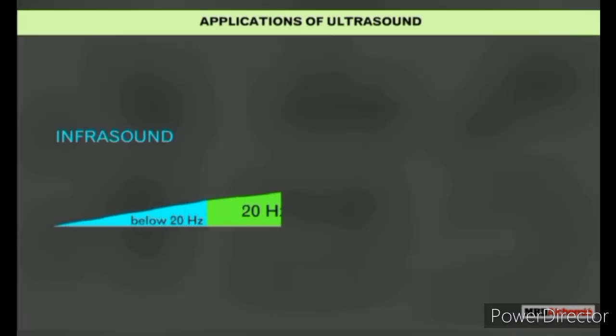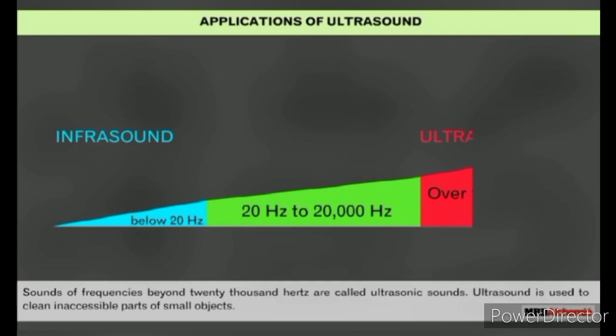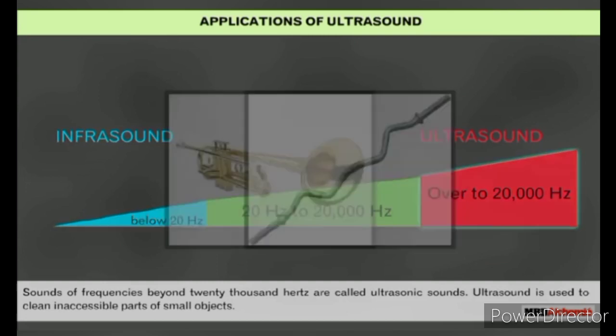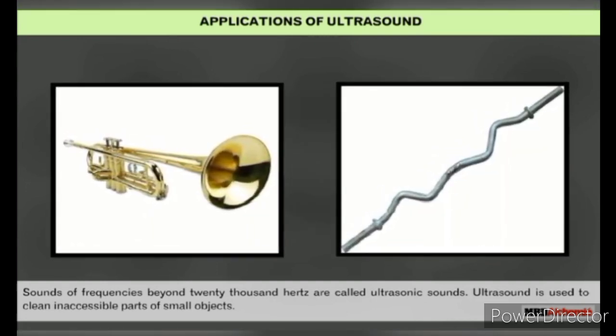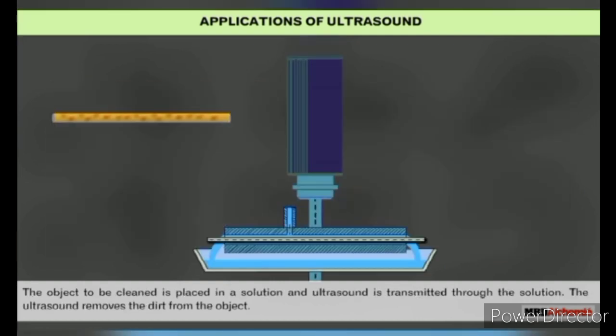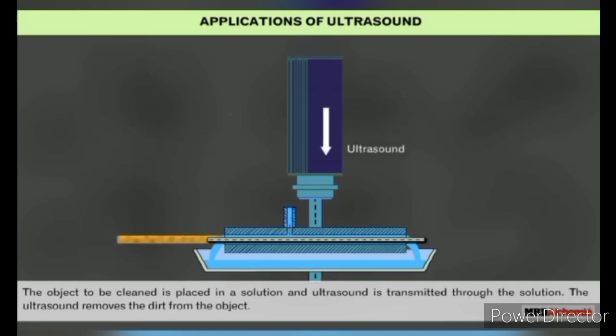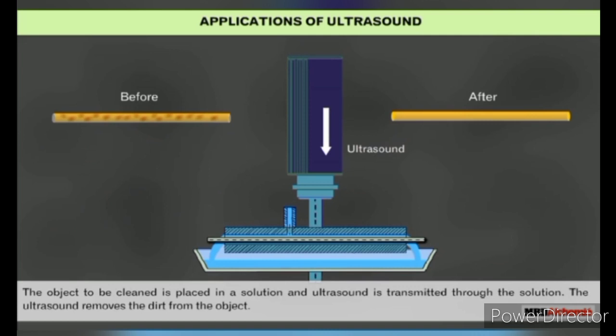Applications of ultrasound. Sounds of frequencies beyond 20,000 Hz are called ultrasonic sounds. Ultrasound is used to clean inaccessible parts of small objects. The object to be cleaned is placed in a solution and ultrasound is transmitted through the solution. The ultrasound removes the dirt from the object.